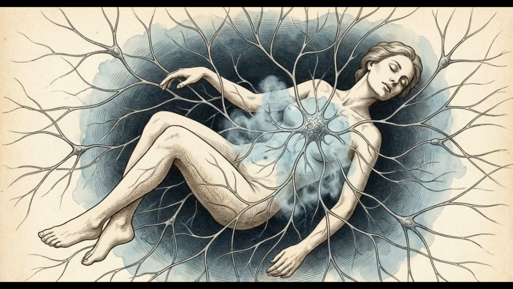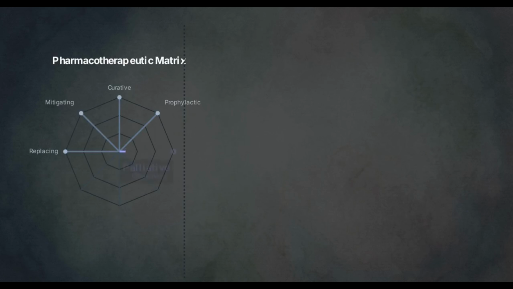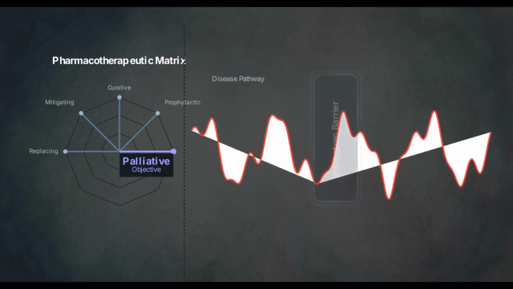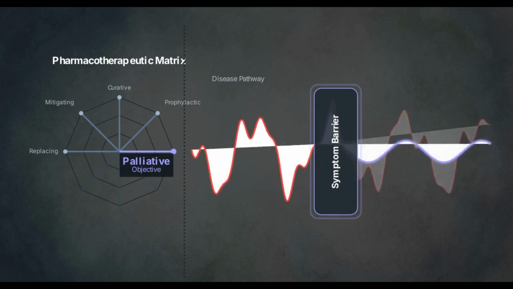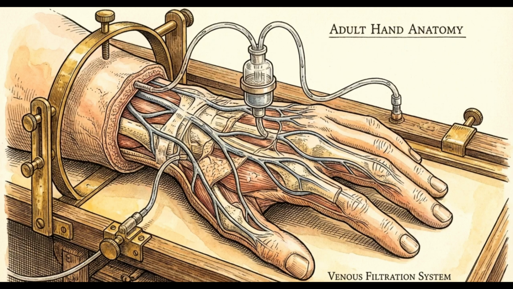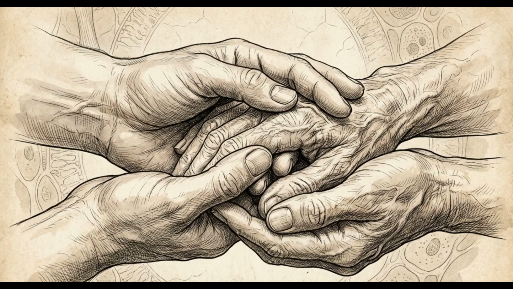The final direct intervention focuses on the patient's subjective experience of a disease. The palliative objective is used when a disease cannot be cured or is actively running its course, shifting the priority to alleviating patient discomfort. This includes using acetaminophen to reduce a fever caused by a common cold. In advanced clinical cases, it involves using opioid analgesics to manage severe pain in terminal cancer patients. Palliative therapy accepts the presence of the disease and optimizes the therapeutic equation for comfort rather than correction.